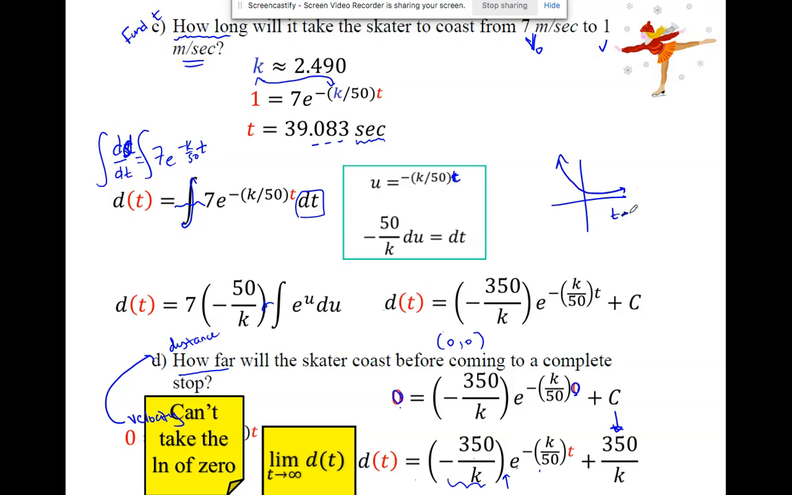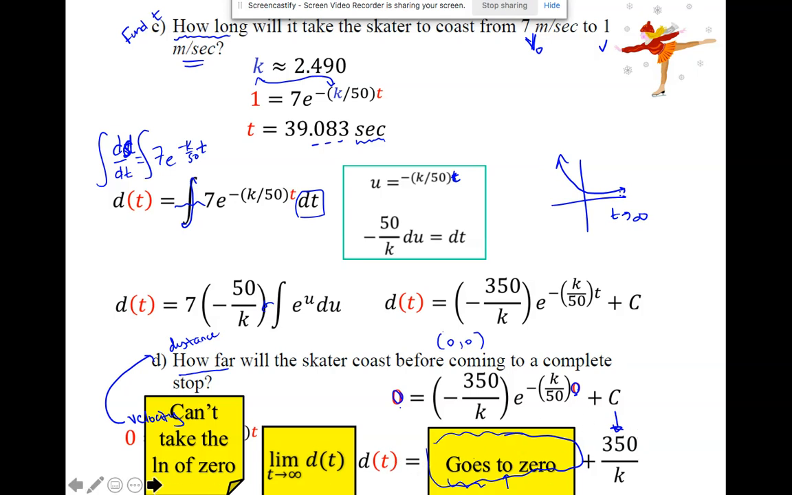So as t goes to infinity, what does this graph do? It goes to 0. So as the time goes to infinity, the limit of this distance formula is 350 over k. And remember, my k is 2.490. So I did 350 divided by that k, and I got 140, 3 places past the decimal, and the units. Crazy, right?